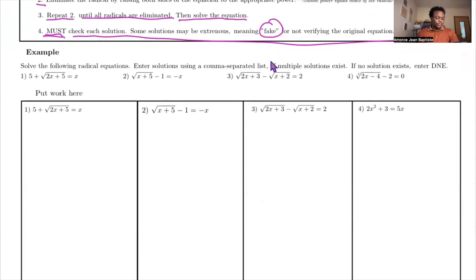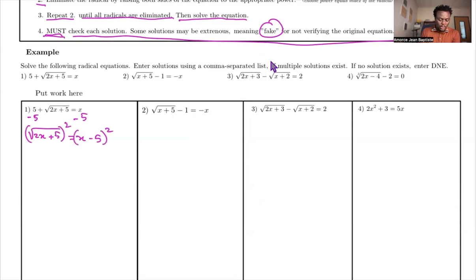The first example, we have 5 plus square root of 2x plus 5 equals x. Now, step 1, isolate the radical. We're going to move the 5 over. So let's subtract 5 from both sides of the equation. We get the square root of 2x plus 5 equals x minus 5. The appropriate exponent, step 2, to raise both sides to will be 2, because it's a square root. Raise both sides to the power 2.